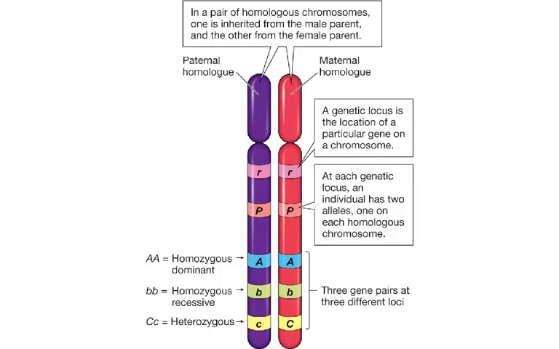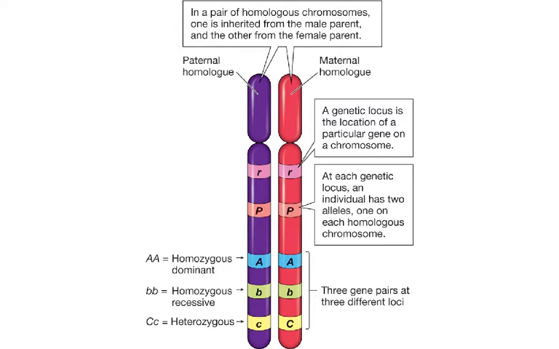Now, a pair of homologous chromosomes means a pair of chromosomes. Homologous means that they carry the same characteristics. Like I said, 23 pairs of chromosomes. So each pair is a homologous pair, and one is inherited from the male parent and the other is inherited from the female parent.